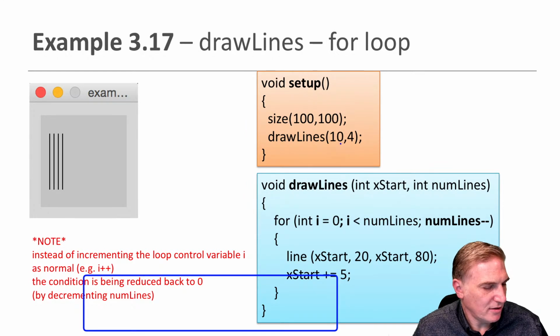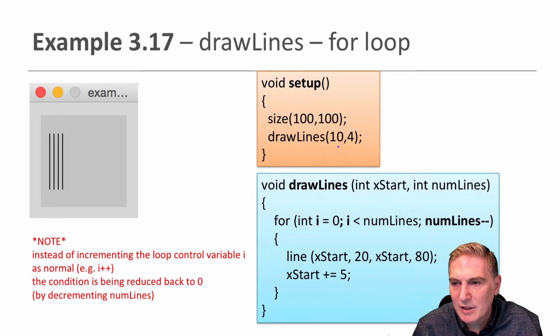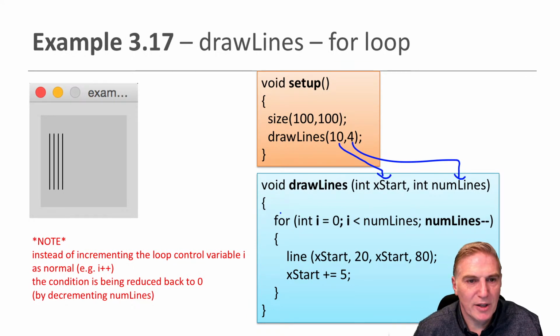So again, just to point out, the 10 is passed in here, and the 4 is passed in here. So xstart and numLines are the parameters being used in the drawLines method that we're now going to define here. We have a for loop. The for loop is counting from 0. Keep going while i is less than the number of lines. And I'm using numLines-- to decrement the number of lines. Remember, number of lines we said was 4 initially.